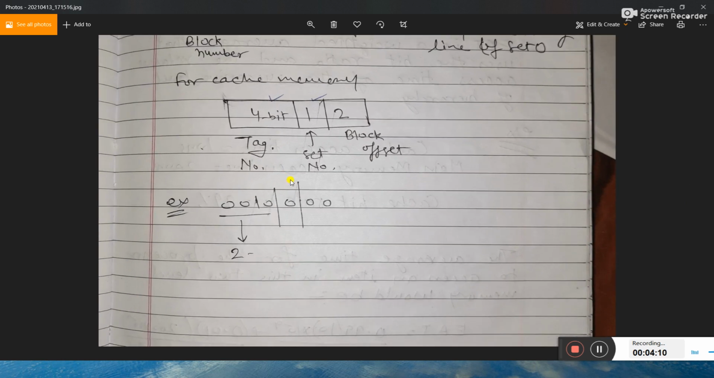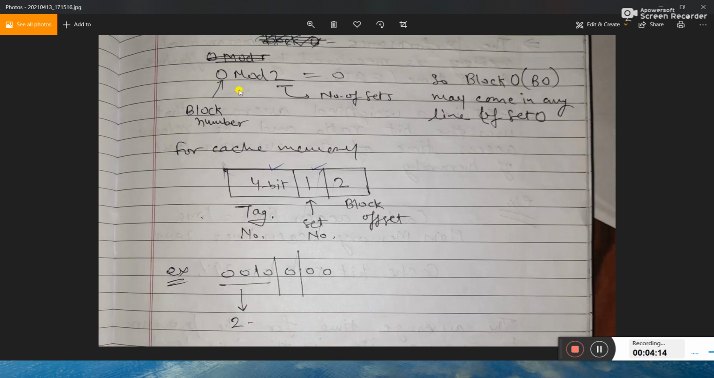Now here I have a tag number, set number and block offset. You should know how these are divided, as this is different for each type of mapping technique. In the direct method, it was tag, line number, and block offset. The block offset is nearly the same in all cases. In the fully associative case, 5 bits are for the tag number and 2 bits for the block offset.